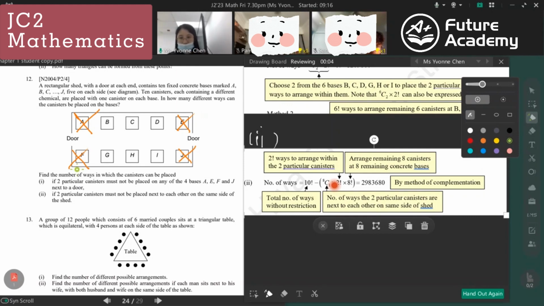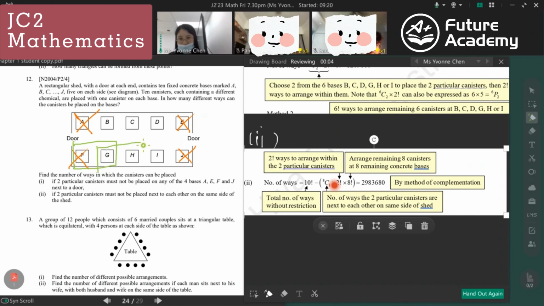Let me show you, it could be like this, in this position or here. So basically there are 8 possible ways to put the 2 canisters together. So we find the number of ways that the 2 canisters are together. After that, we let the 2 canisters permutate between themselves, so times 2 factorial, then times 8 factorial for the remaining canisters to permutate. Yeah, this is how we do it.